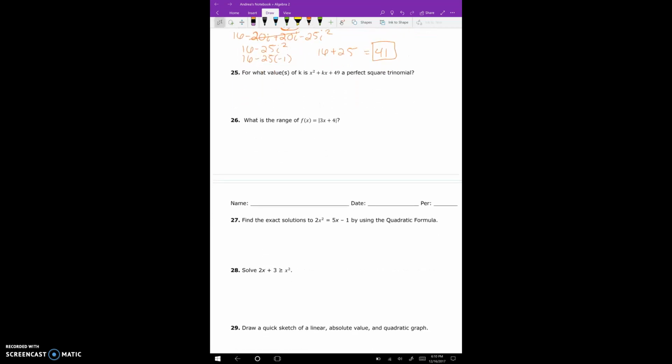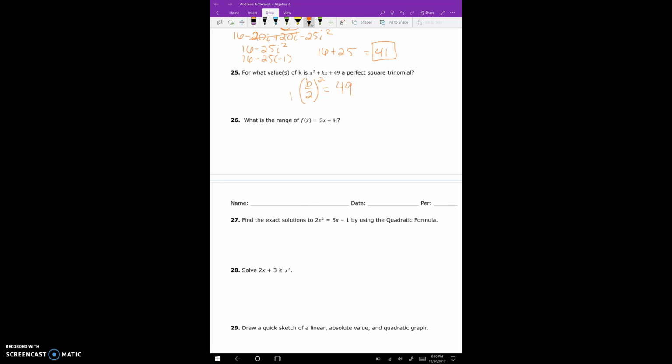For what value of k is x squared plus kx plus 49 a perfect square trinomial? So we're actually working backwards from what we usually try to find, that c value. Usually we have b divided by 2 squared equals some number, but we know that number, it's 49. So let's work backwards and figure out what it is.